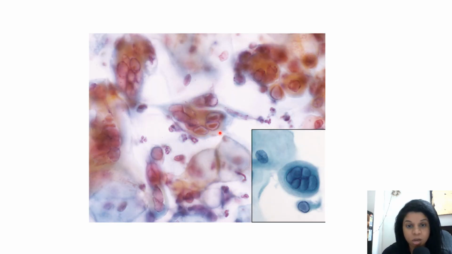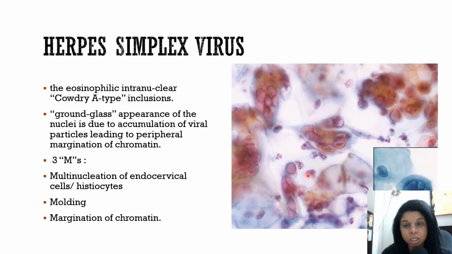These are cytopathic effects of herpes simplex virus, that is the ground glass appearance of the nuclei. Herpes simplex virus causes Cowdry A-type nuclear inclusions, that are intranuclear eosinophilic inclusions. In the nucleus you will see an eosinophilic nuclear inclusion, and outside that there is a halo, and then the nuclear membrane. Due to accumulation of viral particles, it gives this ground glass appearance.